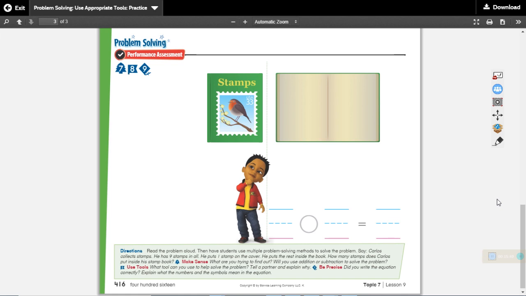Let's listen to the problem again. Carlos collects stamps. He has 9 stamps in all. He puts 1 stamp on the cover. He puts the rest inside the book. How many stamps does Carlos put inside his stamp book?